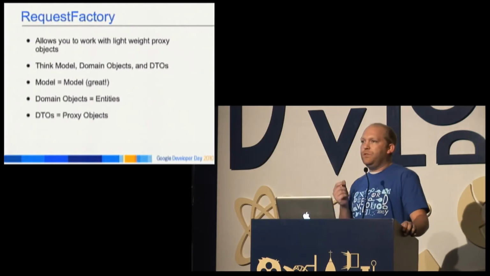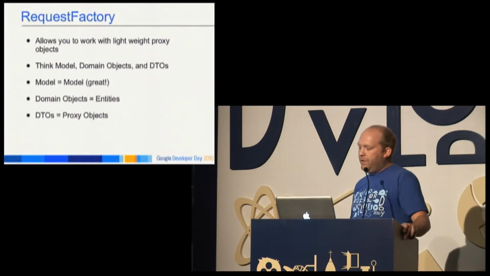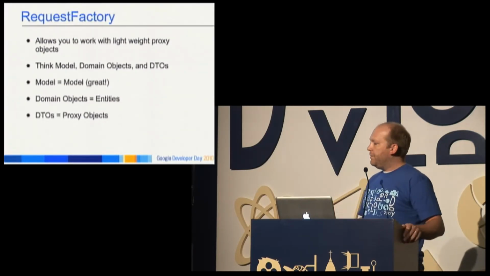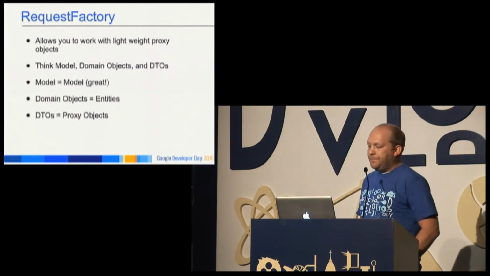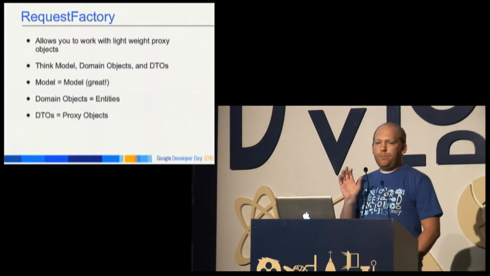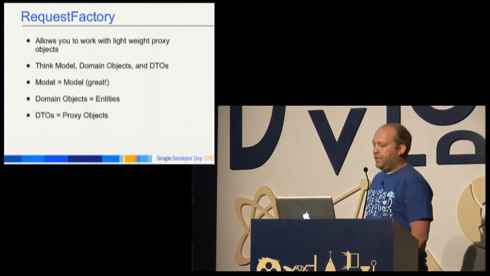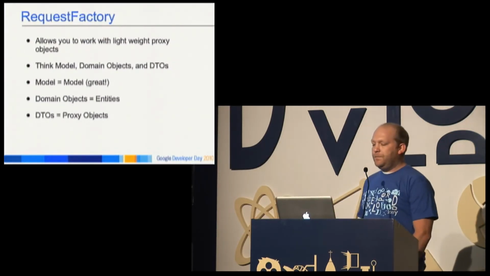So given the fact that we're doing so many AJAX calls, we realized that we wanted to be super optimized with these. And we wanted to make it easy for you to call them. So what we've done is with Request Factory, it allows you to work with lightweight proxy objects. Another term for these are DTOs, data transfer objects. So you want to think model, domain objects, and DTOs.